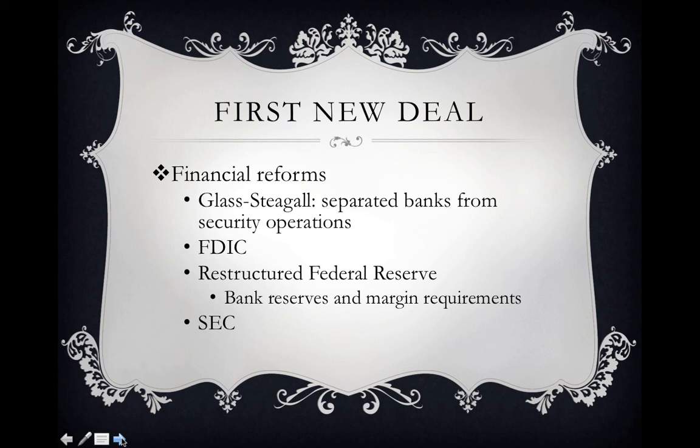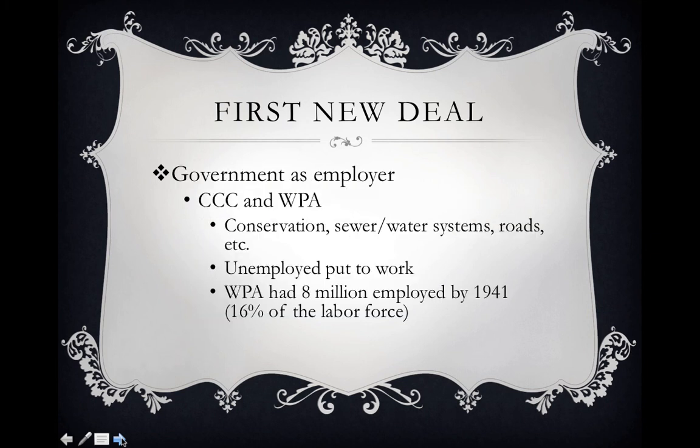Also, it allowed for the restructuring of the Federal Reserve. The Federal Reserve was now allowed to set bank reserves and also set margin requirements for loans that were made for the purchases of stock. We talked about how these margin loans or these call loans were a major factor in the speculation that occurred in the stock market. Now the Federal Reserve had some control over loans that were made for the purchase of stocks in a speculative manner, and it was also the provision for the creation of the Securities and Exchange Commission to make sure there were fair practices in the marketing and the sale of stocks and other securities.